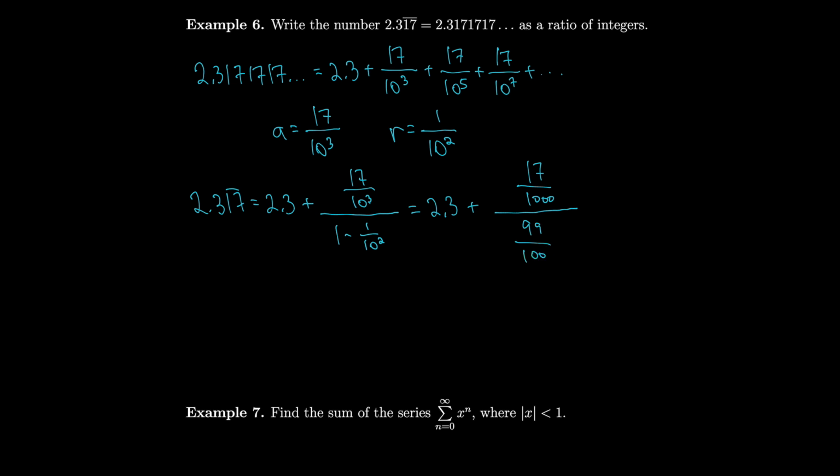And that's just 23 over 10 plus 17 over 990, which is 1147 over 495.